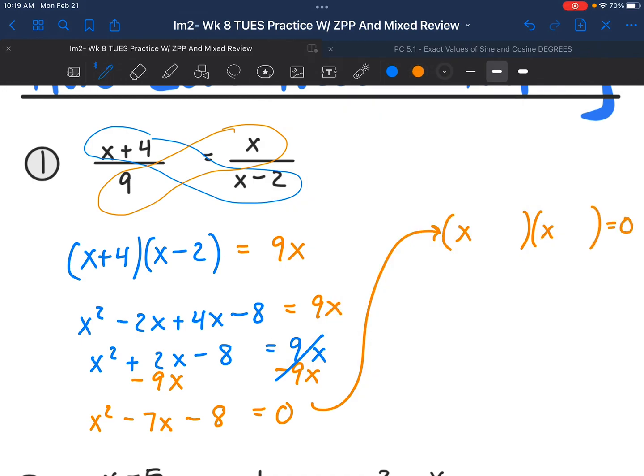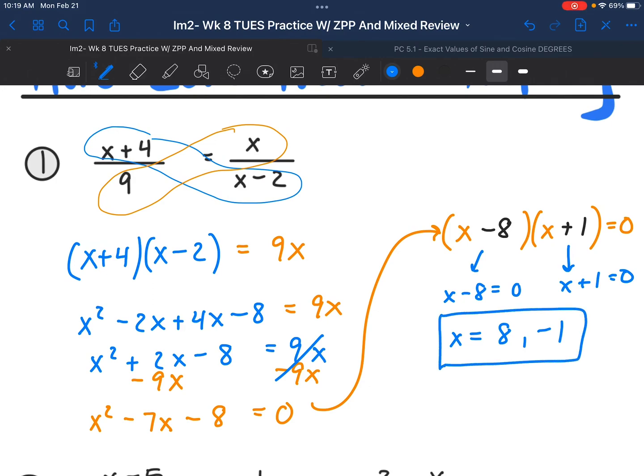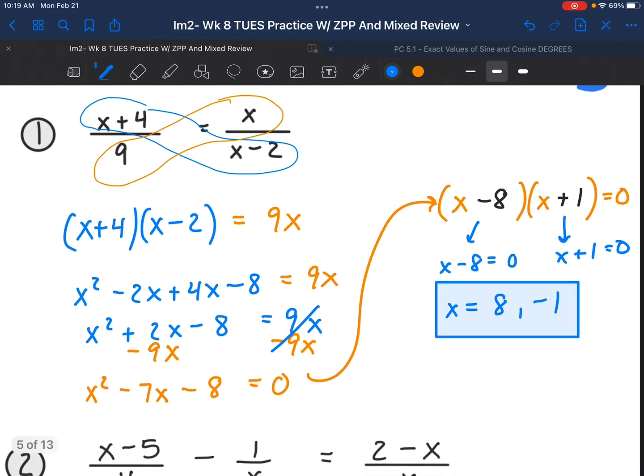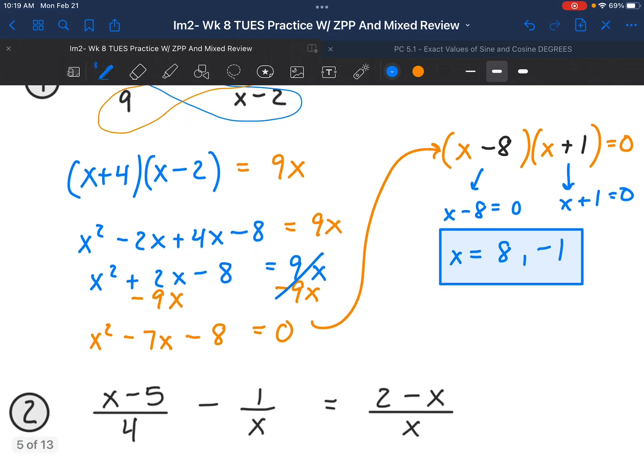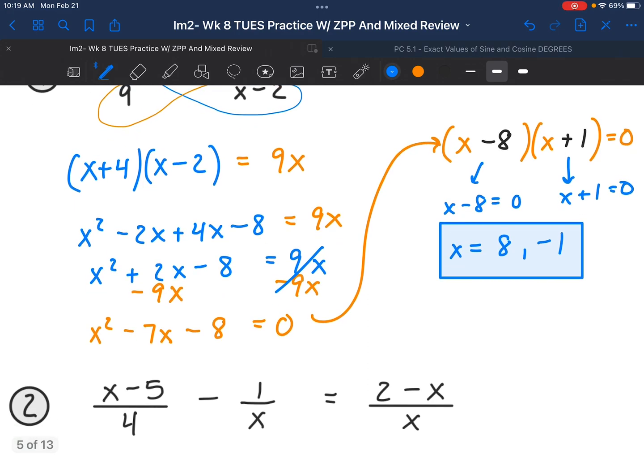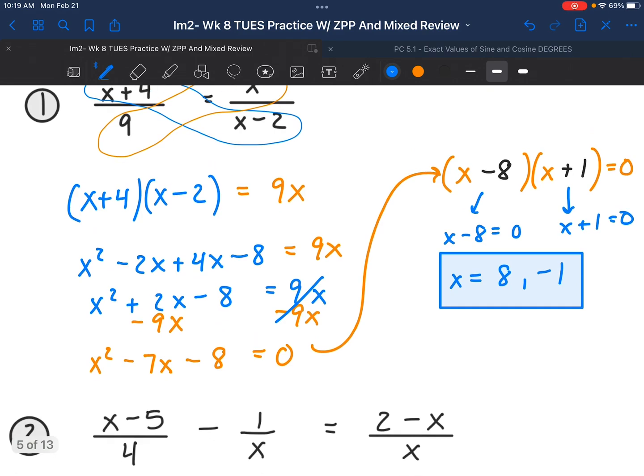Okay, and I'll just go through the factoring quickly. We have a minus 8 and plus 1, which means when I set these equal to 0, I should get x equals 8 and negative 1. All right. So again, go back and watch this video. If I'm going back over this too quickly, it will be posted on the calendar for you, or pause this as needed. So that's a proportion example.